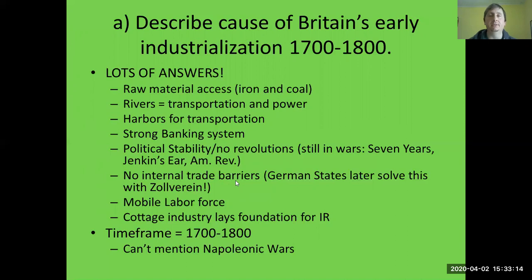There's no internal trade barriers. Remember that the Germans, they couldn't work together. Later they solved that with the Zollverein, but that's sort of the best image that I could give you of the internal trade barriers. They have a mobile labor force. Remember that the agricultural revolution increased the population in the countryside. Those people have to then find something to do because there aren't enough jobs in the countryside, and so they move to the cities, and that creates that mobile labor force. More than a few of you mentioned that. And also the cottage industries that lay the foundation for the Industrial Revolution. I wanted to make a special mention. Some people mentioned how they're not involved in Napoleonic Wars.